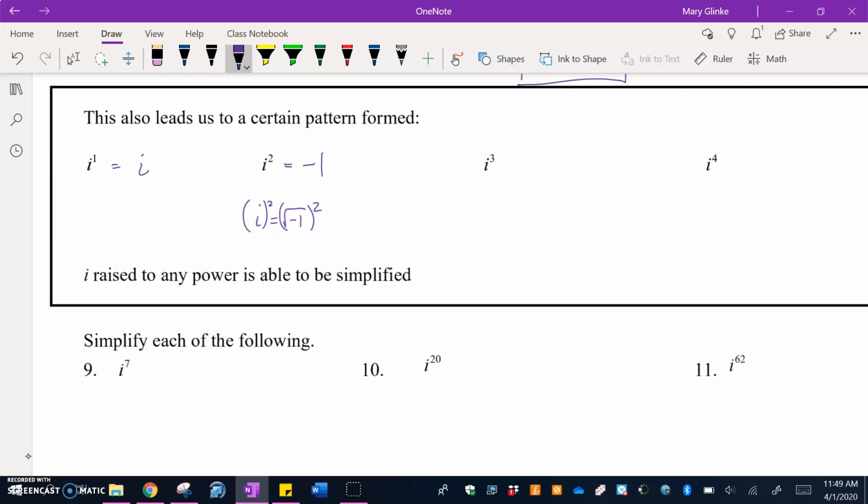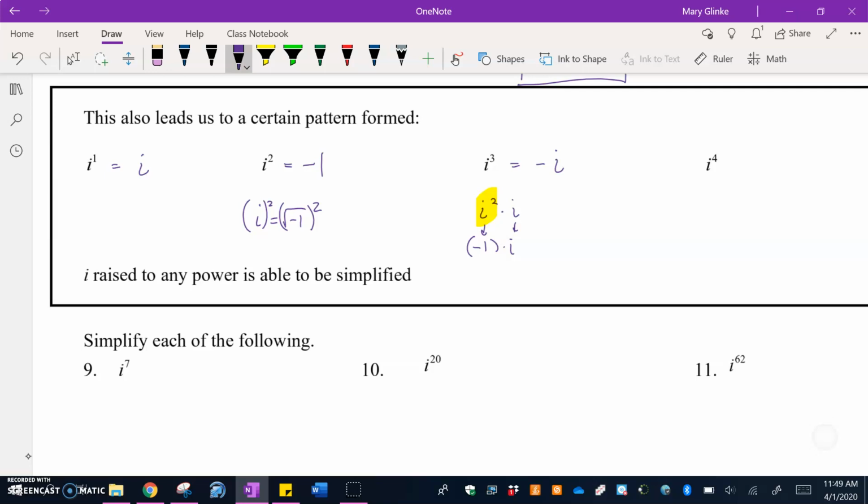So then i to the third power is interesting. I'm going to view this as i squared times i. I squared from the last one became -1. i is just itself. So what's happening is i to the third power is actually -1 times i. That's going to simplify to -i.